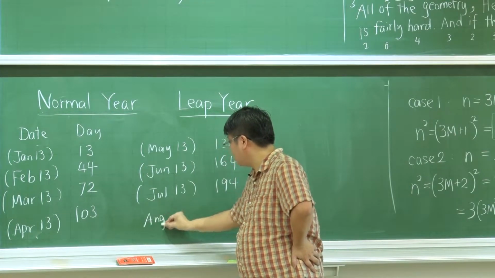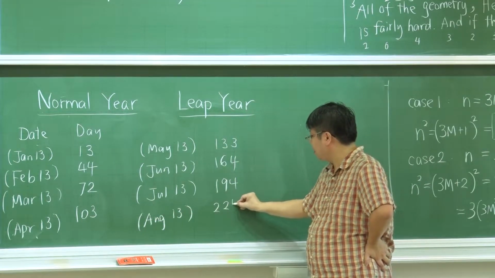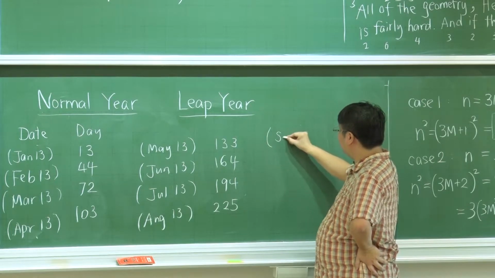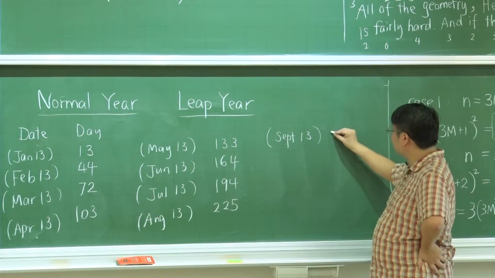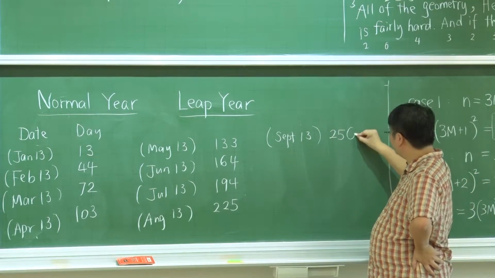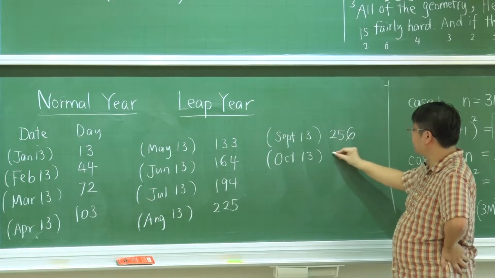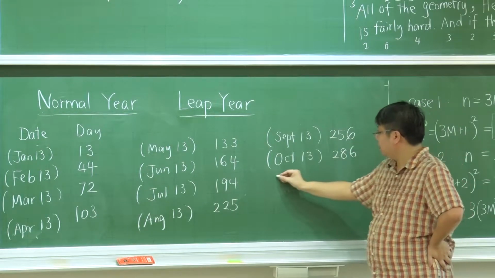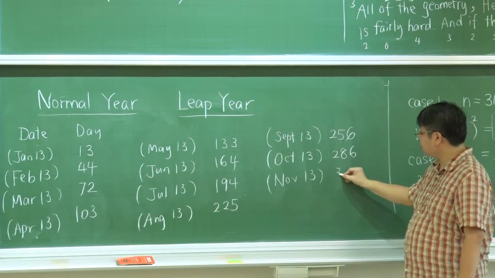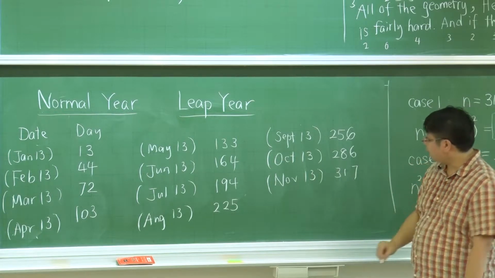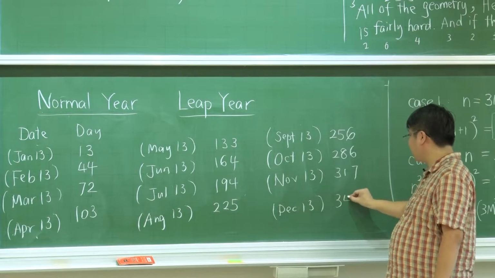August 13, you add 31 to this, it's going to be 225. And then September 13, it is going to be adding 31 to this one, so it is going to be 256, right? And then October 13, adding 30 to this is 286. November 13, you add 31 to this, so it is going to be 317. Is that okay? And then finally, this is December. December 13, you add 30 to this, 347.